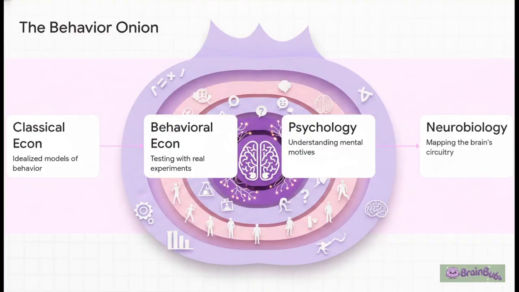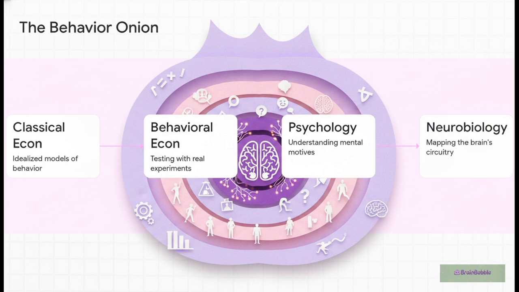To really wrap our heads around this, we have to peel back the layers of human behavior, kind of like an onion. Step 1 is the outermost layer, classical economics. This gives us these idealized, perfect mathematical models of how people should behave. But, as you know, those perfect models often fail in the real world. So we move to Step 2, behavioral economics, testing real human behavior with actual experiments.